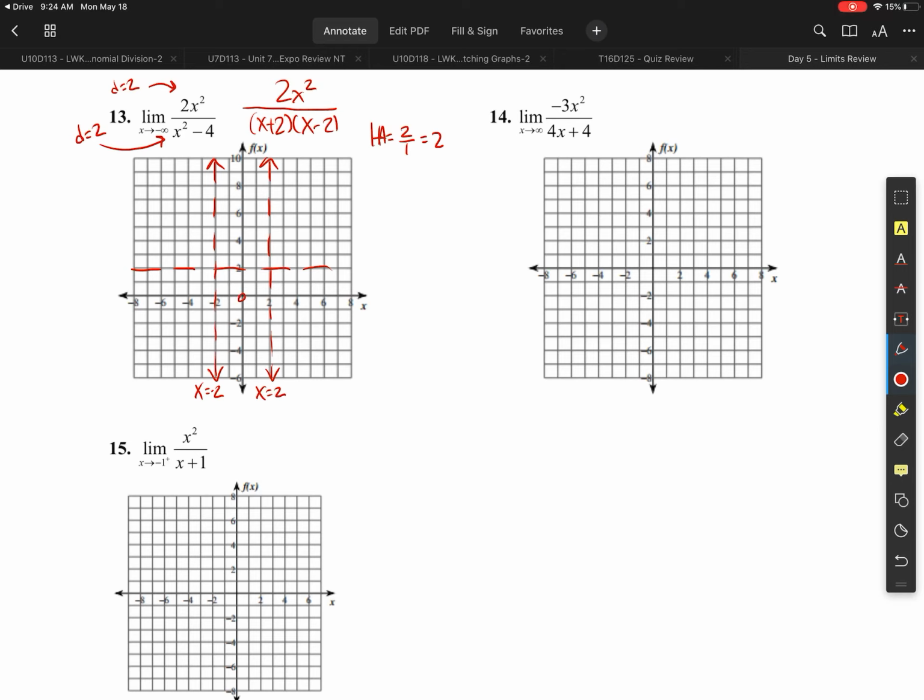Do we have an x-intercept, y-intercept? If we plug in 0, we get 0 over 0. So our x-intercept, y-intercept is that point.